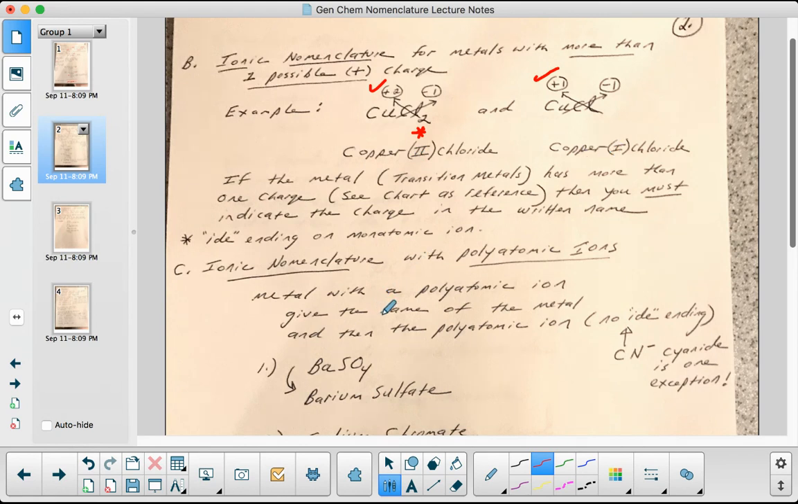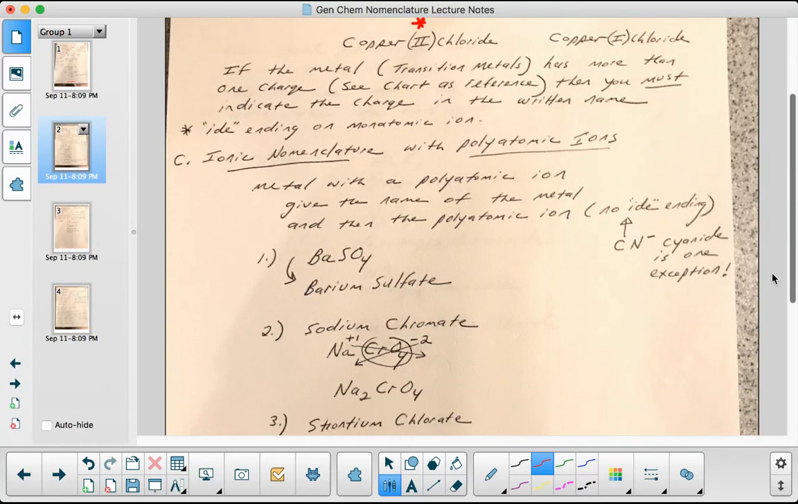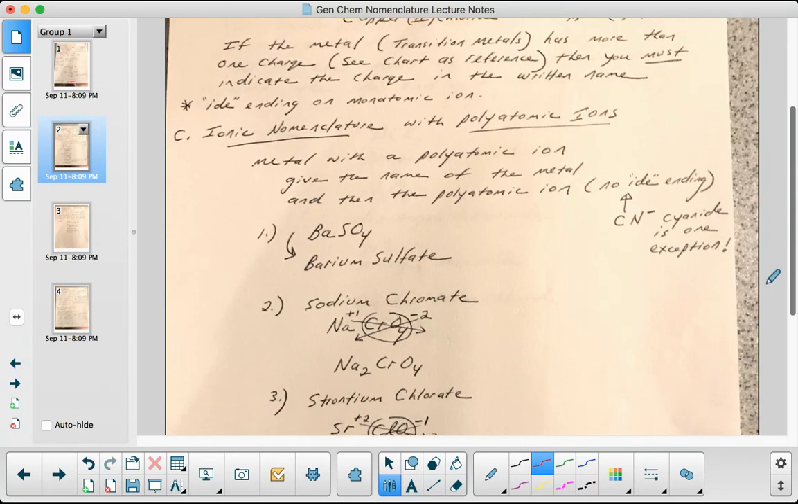Okay, so then we're going to look at the ionic nomenclature with polyatomic ions. And so what is a polyatomic ion? A polyatomic ion is just a combination of two nonmetals that come together and leave a charge. And typically they have oxygen in them. Not all of them do, but most of them do.